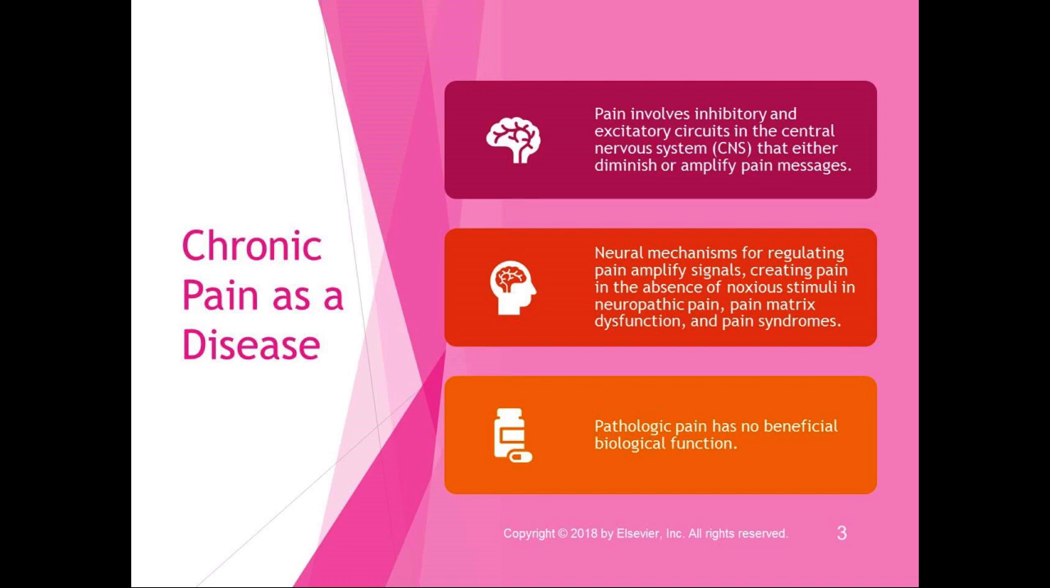So the neural mechanisms for regulating pain amplify those signals. They create pain in the absence of noxious stimuli. And so sometimes neuropathic pain is a description. Sometimes it's called pain matrix dysfunction. And then we'll talk about, in the second part of this chapter, specific pain syndromes that involve these pain amplification signals. Pathological pain or neuropathic pain has no beneficial biological function. A lot of times there's no tissue damage, and so there's no need to rest damaged tissues like there is with acute pain.